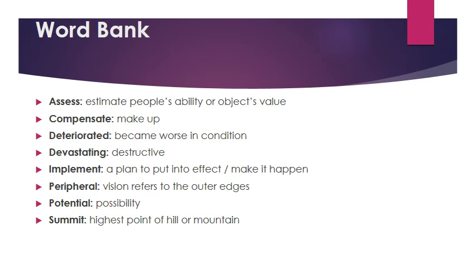Assess: estimate people's ability or an object's value. Compensate: make up. Deteriorate: became worse in condition. Devastating: destructive. Implement: a plan to put into effect or make it happen. Peripheral vision refers to the outer edges. Potential: possibility. Summit: the highest point of a hill or a mountain.